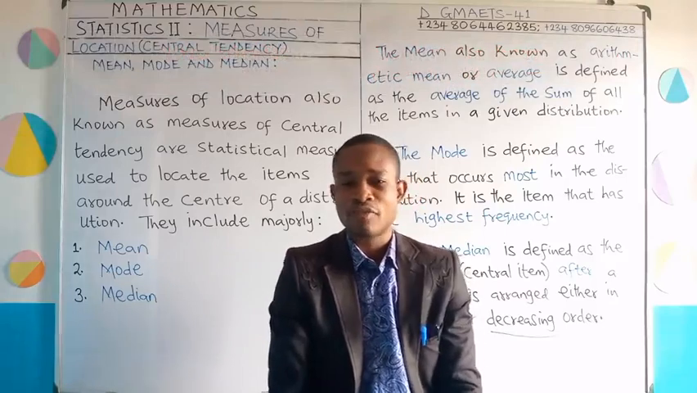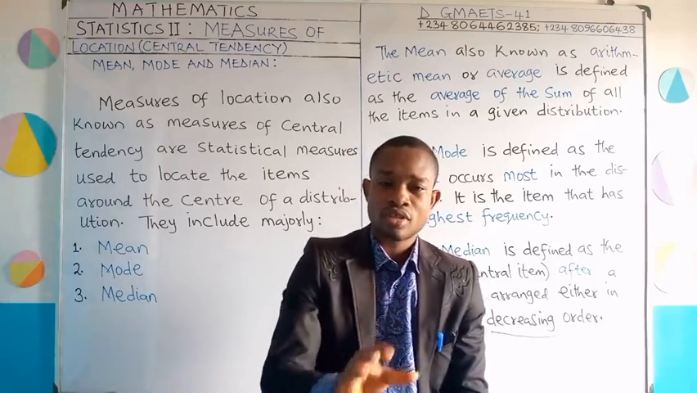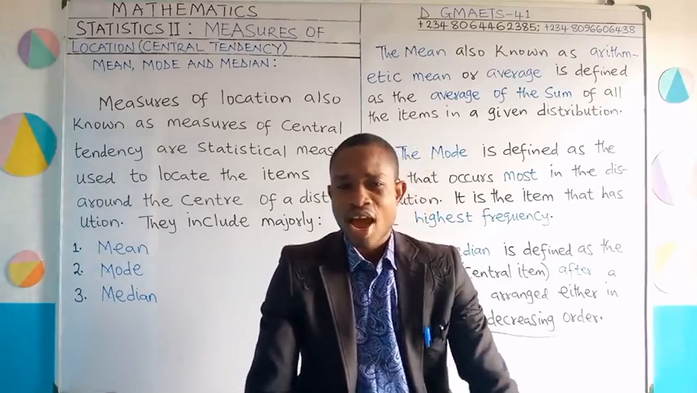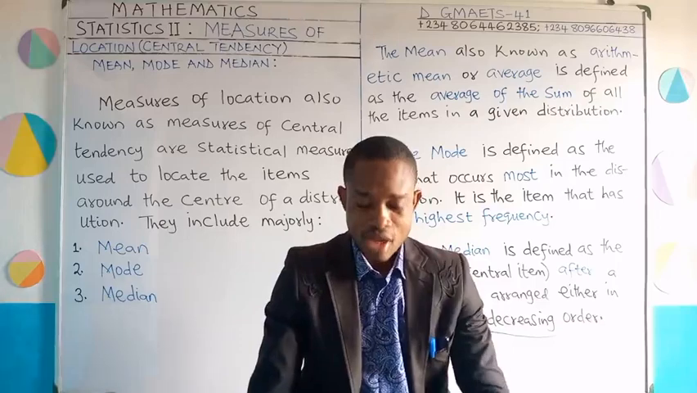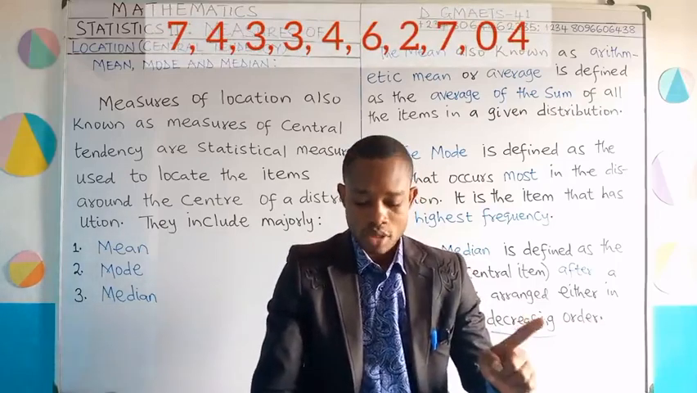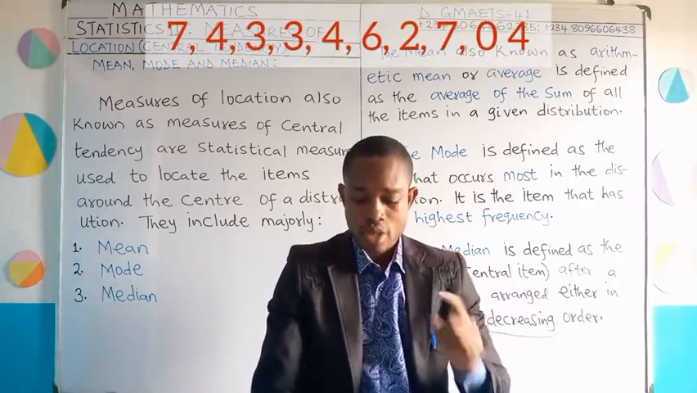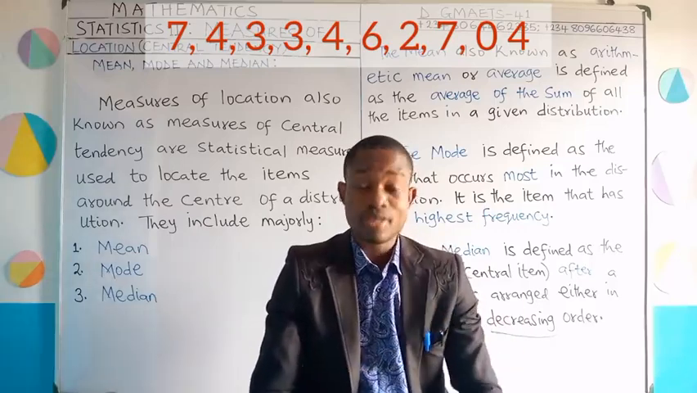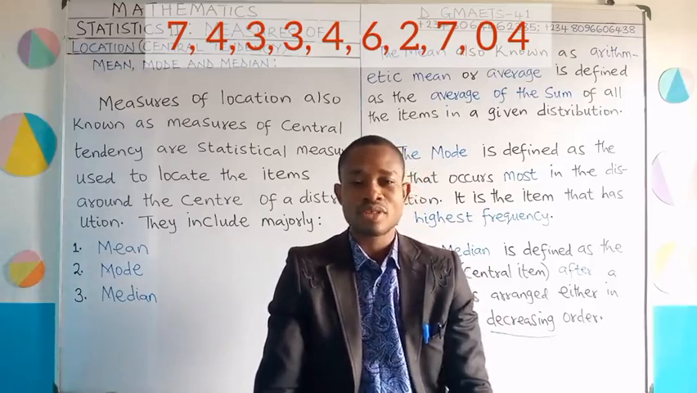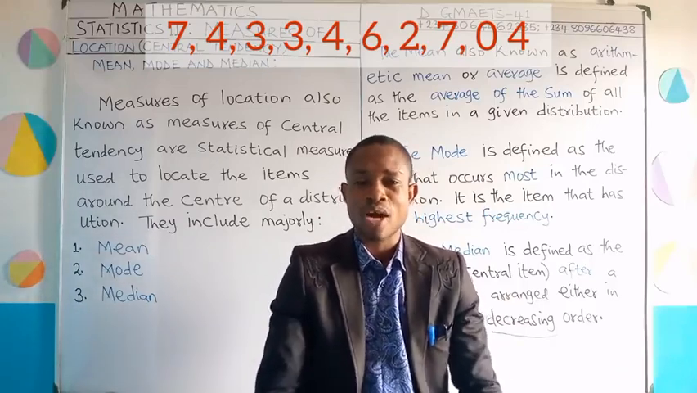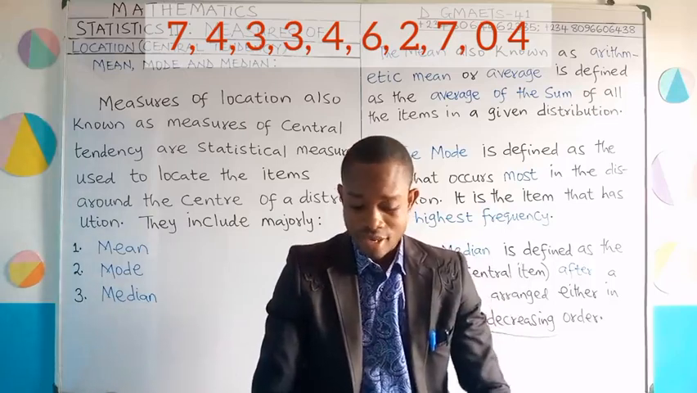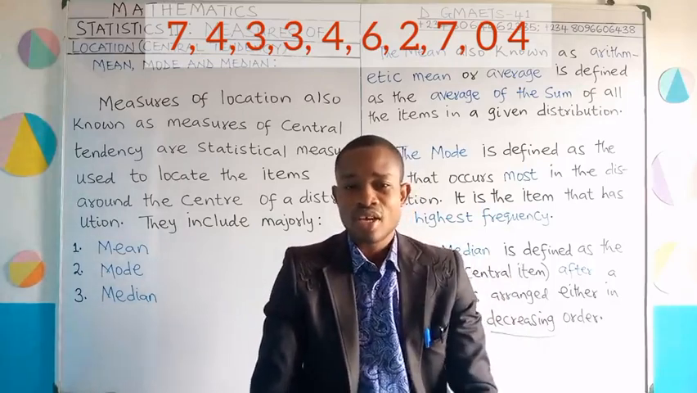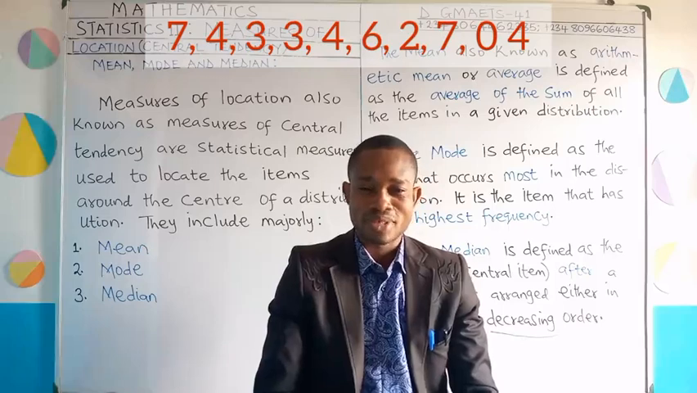Before we start picking each of these measures of location to treat, can we quickly go back to the distribution I read out when I just entered the class? 7, 4, 3, 3, 4, 6, 2, 7, 0, 4. What is the mode of that distribution? You simply look at the distribution, which number occurs the most. And clearly, if you look at it, it is 4. 4 occurred 3 times in that distribution. So the mode is simply 4.